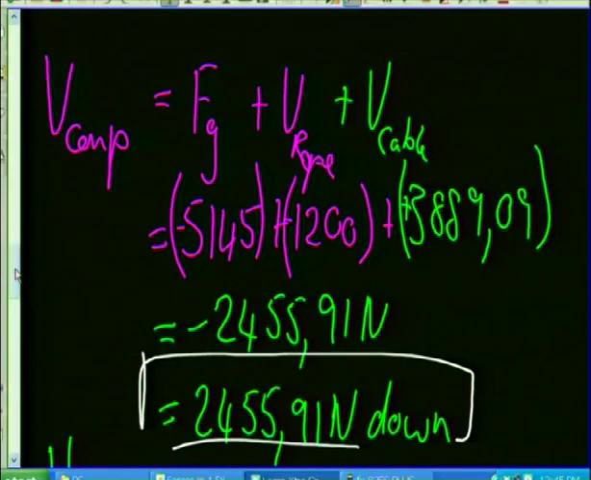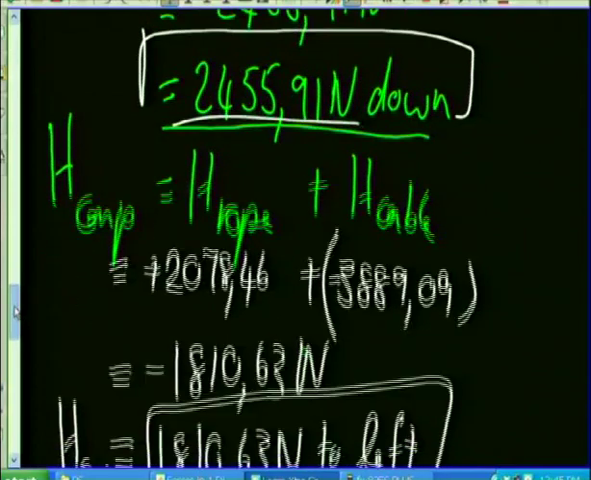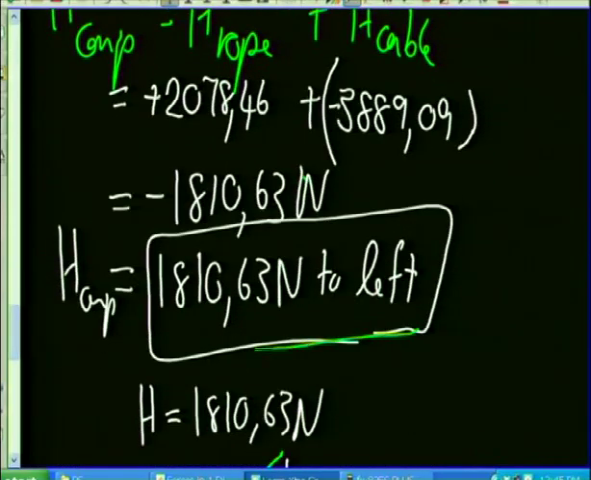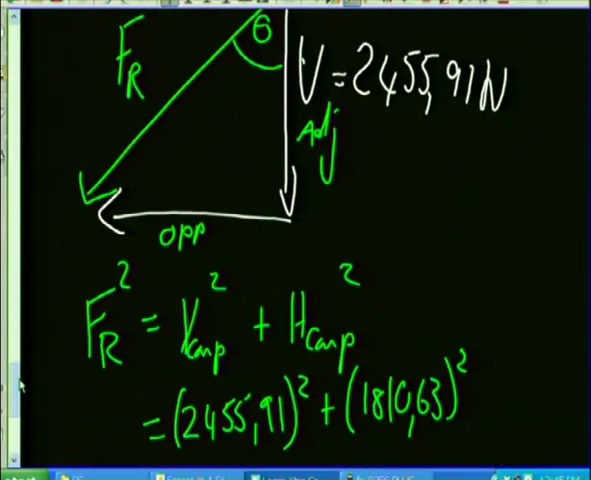Welcome back. That problem was quite tough. Let's just go over the final solution. While you were in the break, I worked it through. So we had our vertical components, summed those, and we got this number, 245591. We summed our horizontal components, 181073. Then we drew a sketch, and then I said you're going to use Pythagoras.